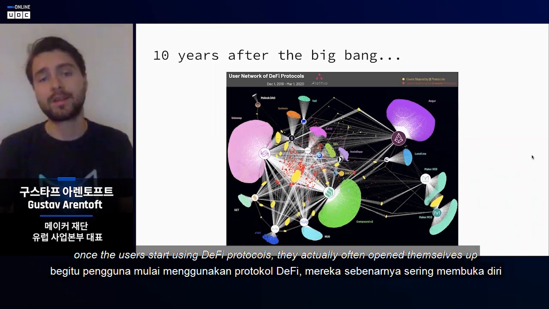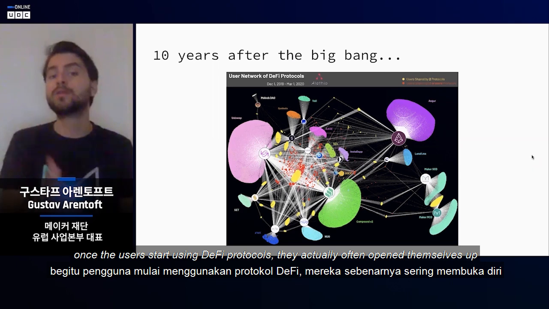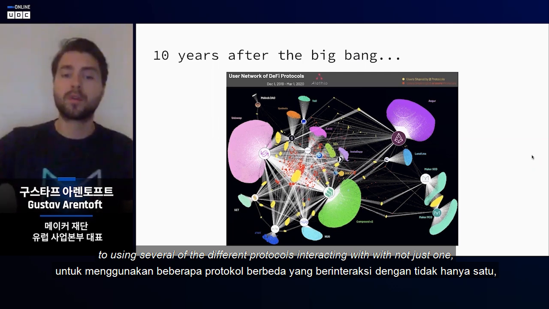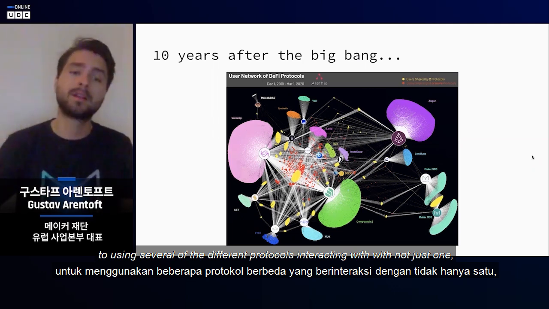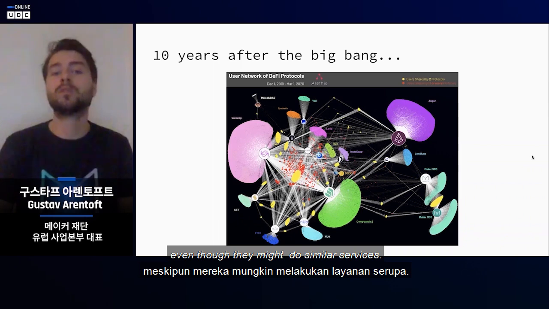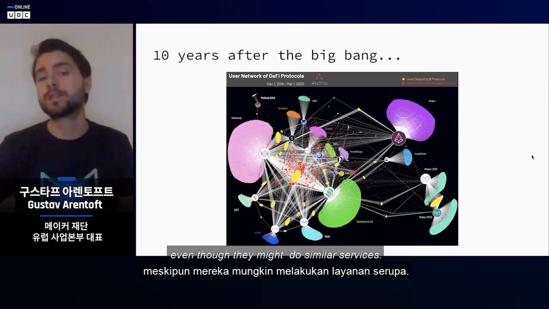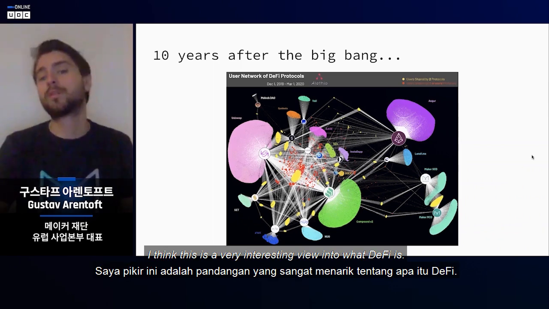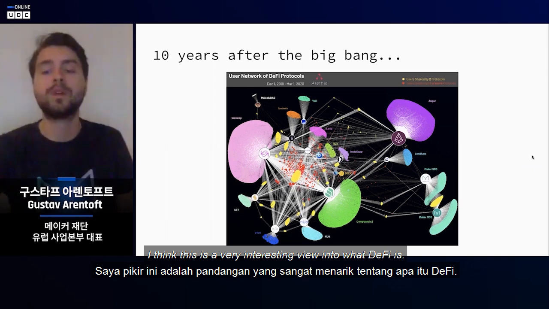Quite interesting that once users start using DeFi protocols, they actually often open themselves up to using several of the different protocols, interacting with not just one or two, but being part and present in many of them, even though they might do similar services. But I think this is a very, very interesting view into what DeFi is.